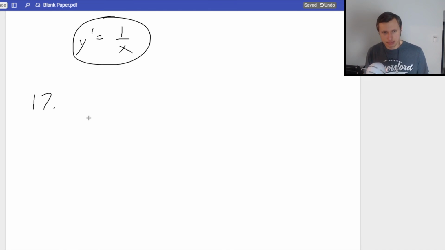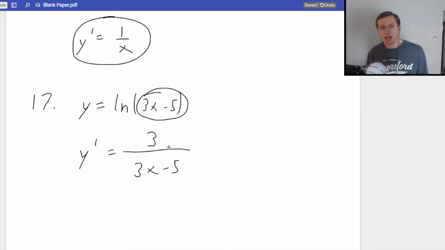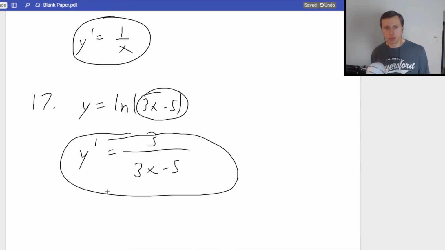Number 17, we have y equals the natural log of 3x minus 5. Whenever you get these more complicated ones, my recommendation to you is know this rule. A natural log derivative is the derivative of the inside divided by the original. So the derivative of 3x minus 5 is just 3, divided by my original 3x minus 5. I'm going to tell you, do not put the natural log. There's no natural log in the derivative of these problems, which is kind of funny. It actually makes our lives a little bit easier. And that's the derivative for number 17.